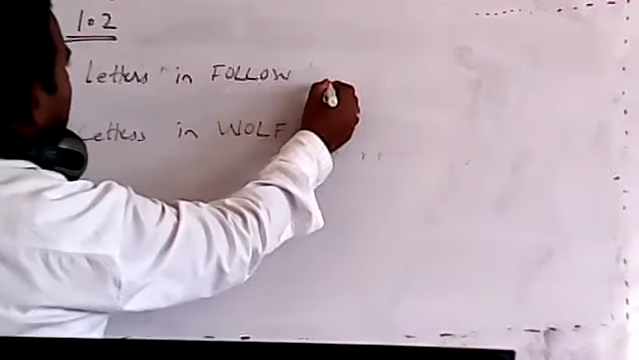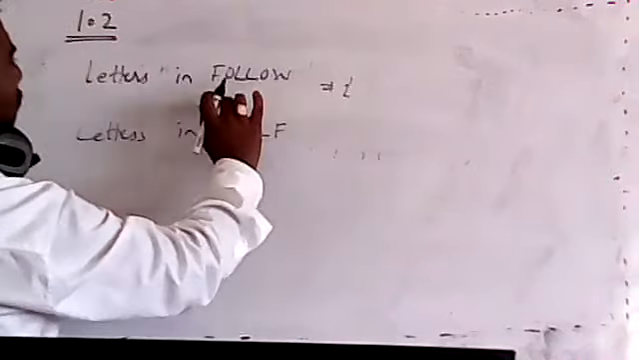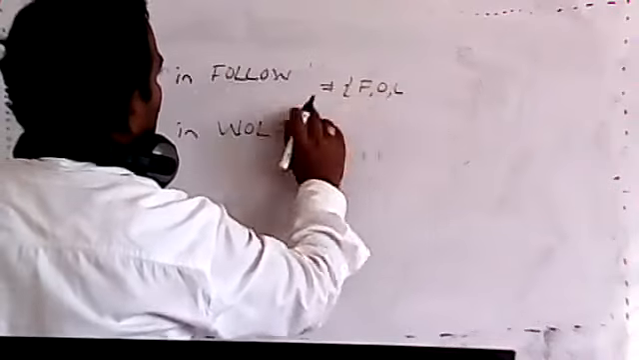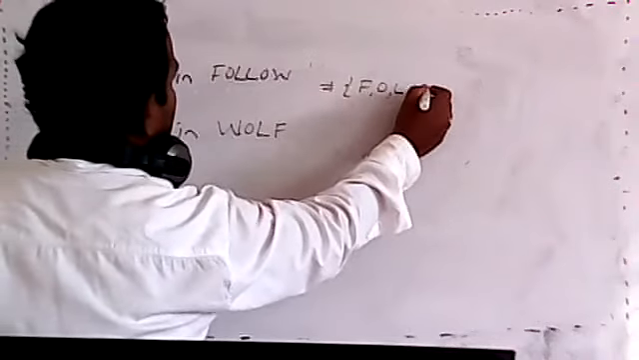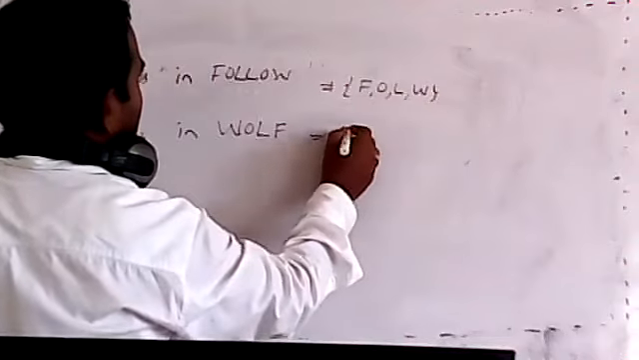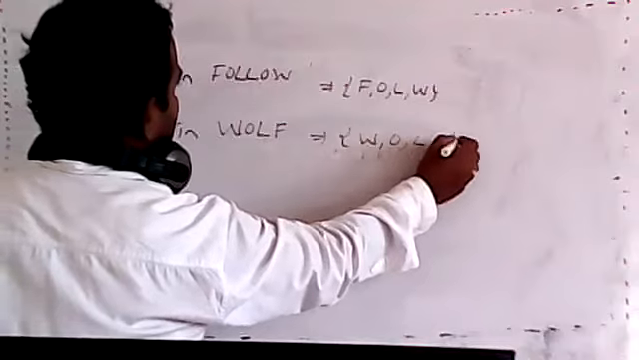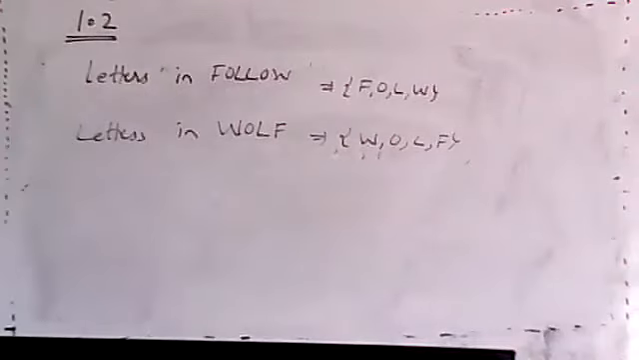Follow, if you make a set now, F, O, L, O repeated, L. Okay, then they make this set now. Here also W is there, O is there, L is there, F is there. Yes, both are equal, right? Yeah, understanding, good understanding, right?